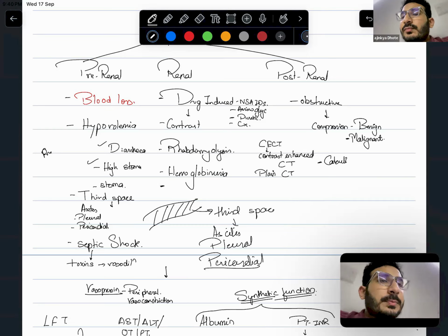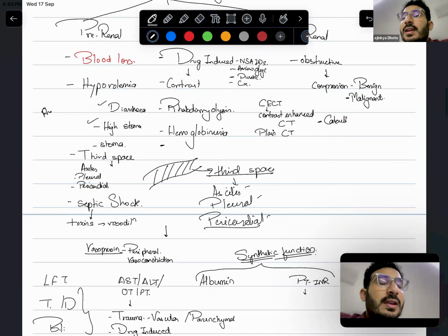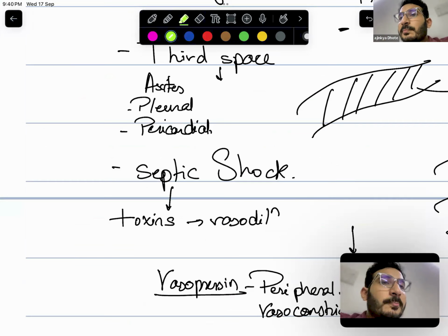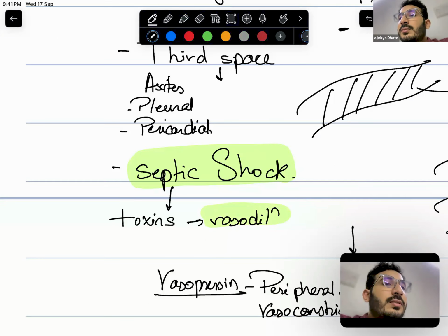So third space loss, it can be ascites, it can be pleural effusion, it can be pericardial effusion. Next comes your septic shock. Now, what do you mean by septic shock and why is it in pre-renal AKI? What happens in septic shock is all the toxins lead to peripheral vasodilation.